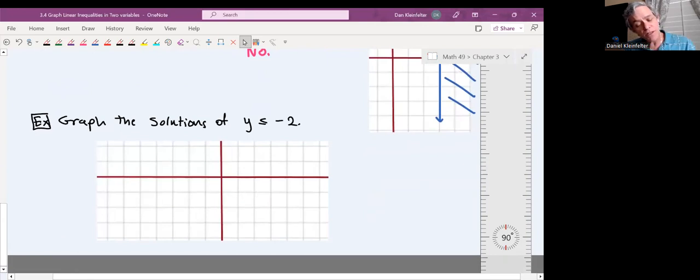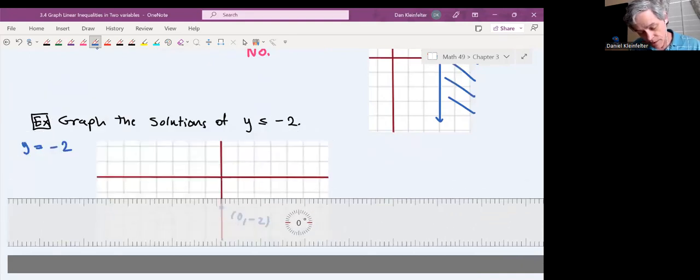Here we're going to graph the solutions of y is less than or equal to -2. So the corresponding equation is y equals -2. And that is a horizontal line that passes through the point (0, -2). So let's go ahead and draw that.